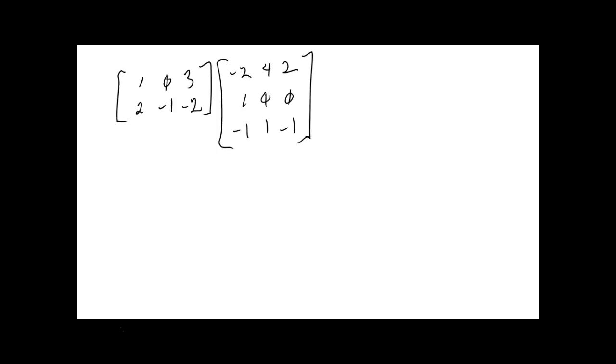I'm not even sure you can. Can you? What's the size of the first one? 2 by 3. What's the size of the next one? 3 by 3. Yes, you can, because the 3's are the same, the innermost. And what's your product going to be? 2 by 3. Okay, so then I'm going to put my blanks in there. I know I need 2 rows of 3 columns, right?